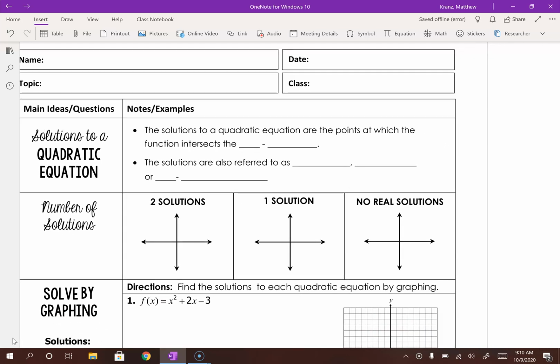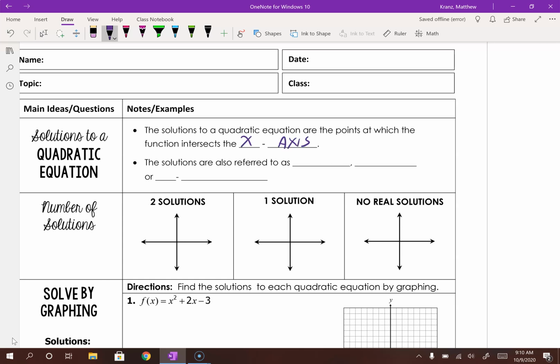So the solutions to a quadratic equation are the points at which the function intersects. Well, in this case, the solutions or the answers are where it meets the x-axis. So they're also referred to as the zeros of the equation, the roots of the equation, and the x-intercepts of the equation. So now, you have three different options for how many solutions a quadratic equation has, or how many times it passes through the x-axis.